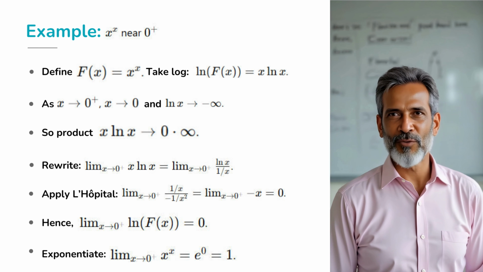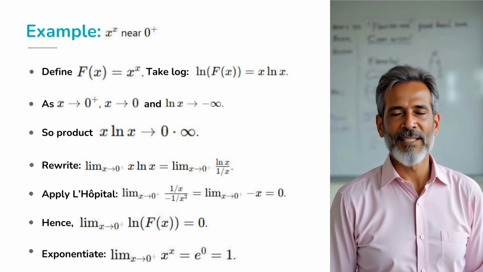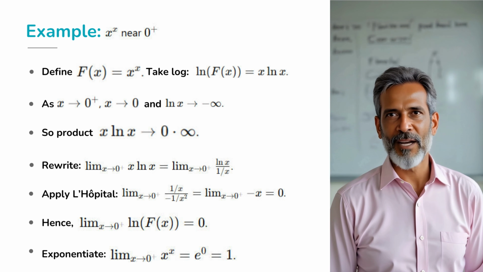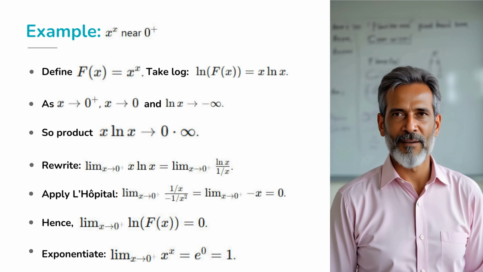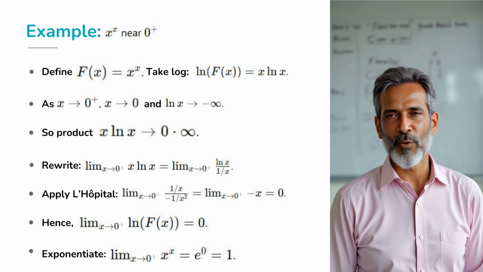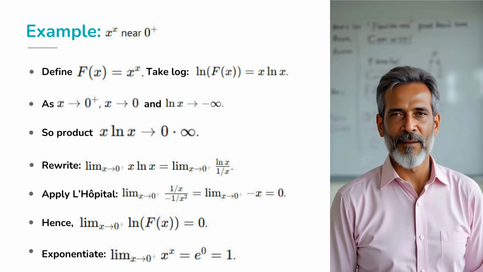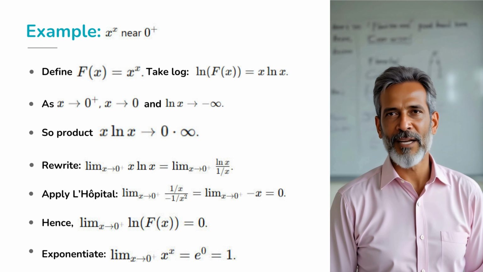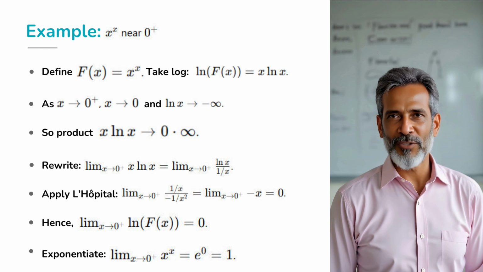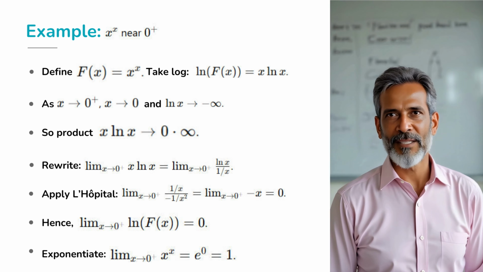Alright, let's try our first worked example. The limit as x tends to 0 from the positive side of x raised to the power x. At first glance, both base and exponent are shrinking to 0. So this is a 0 to the 0 form. Define f(x) equals x raised to the power x. Take log of f(x) equals x log x. Now as x tends to 0 plus, x tends to 0 and log x tends to minus infinity.